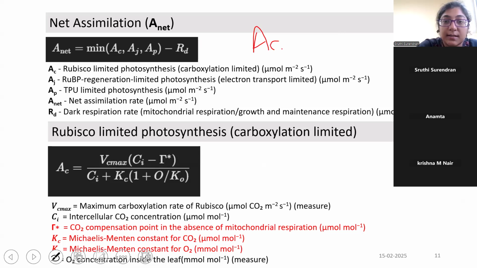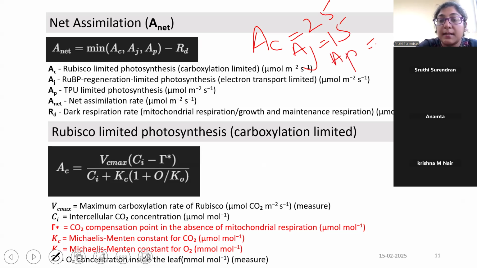Suppose Ac, which is nothing but the Rubisco limited photosynthetic rate, is equal to 25. We get Aj as 5 or say 15, and Ap as, say, 10, and Rd is equal to 5. We know that the minimum of all these three values is 10.